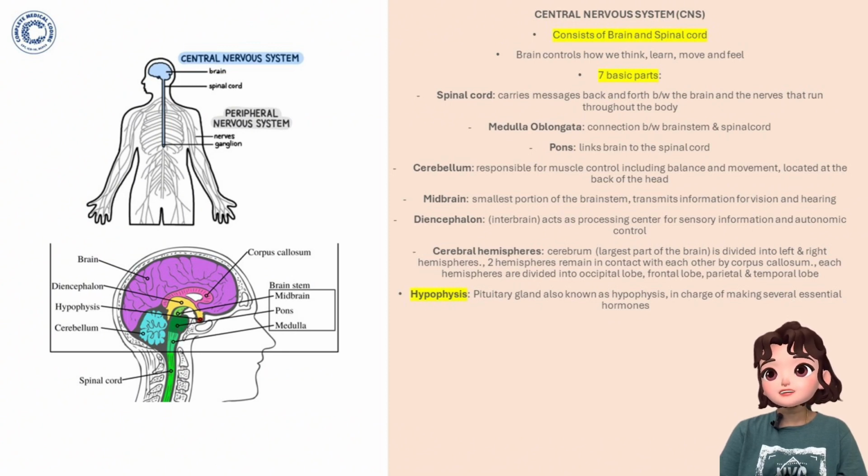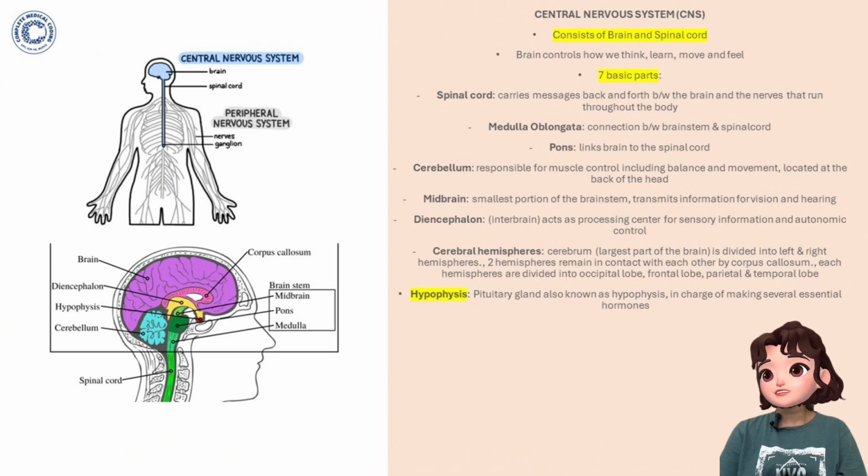The brain controls how we think, learn, move and feel. Now, there are 7 basic parts of the central nervous system: spinal cord, medulla, pons, cerebellum, midbrain, diencephalon, and cerebral hemispheres. So, these are the 7 basic parts of the central nervous system. The spinal cord carries messages back and forth between the brain and the nerves that run throughout the body.